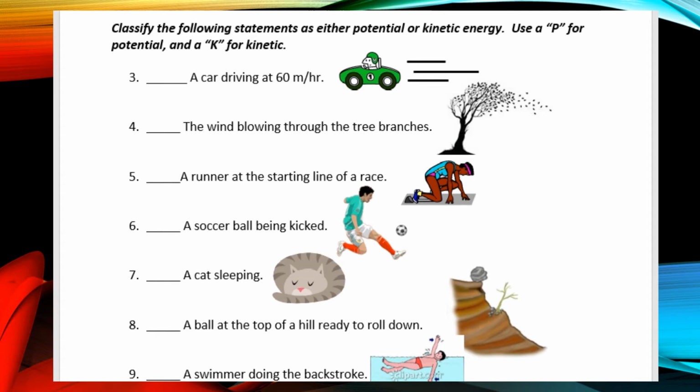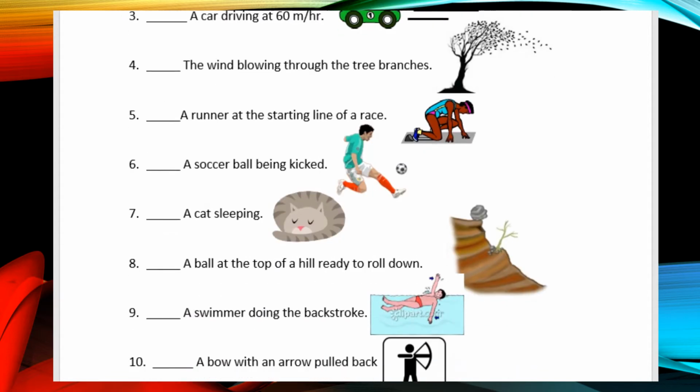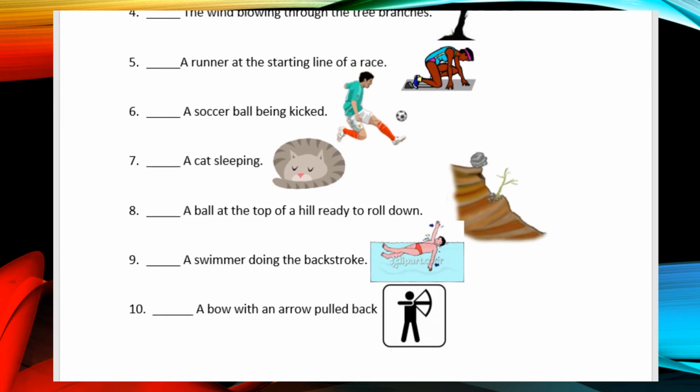Number 8, a ball at the top of a hill ready to roll down. Number 9, a swimmer doing the backstroke. Number 10, a bow with an arrow pulled back.